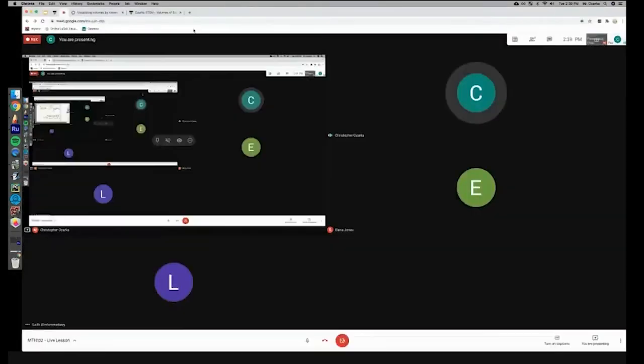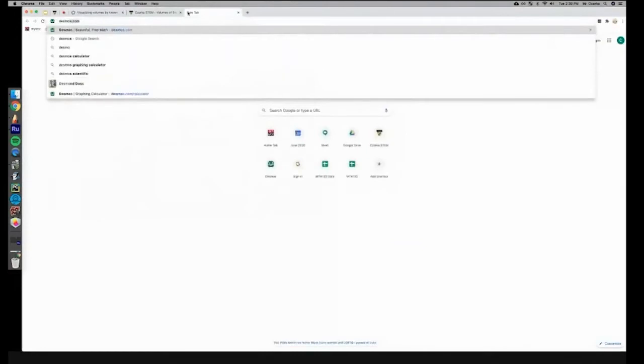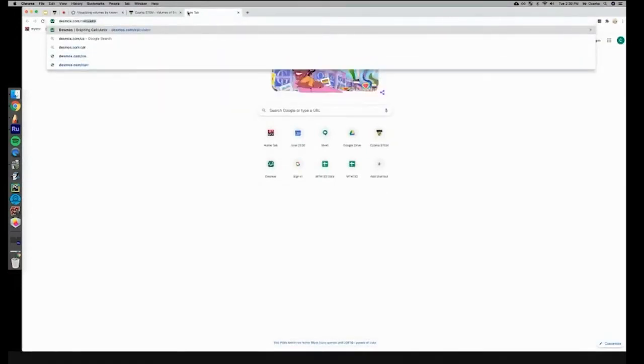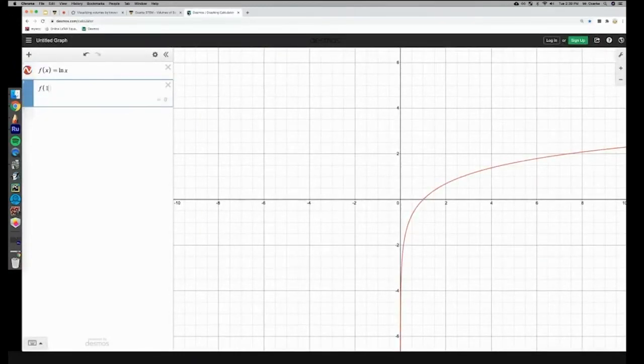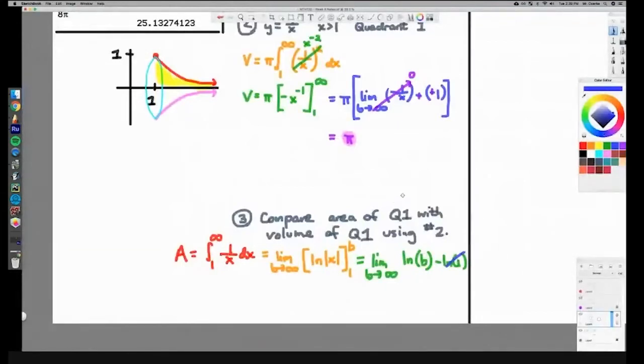Well, if you graphed ln b, that goes to infinity. Very good. So ln of x, if you put a bigger and bigger number in, it just goes to infinity and never caps out. It goes to infinity very slowly, but it goes to infinity nonetheless. So your answer is infinity for this one.